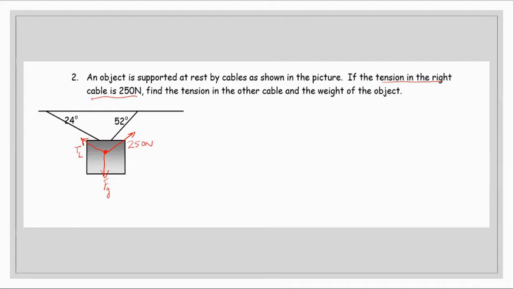Okay. So then what we're going to do is split this problem into our X and our Y components. So when I look at that, I know because it is at rest, my sum of force in my X direction equals 0, and my sum of force in my Y direction equals 0. So my sum of forces in my X direction are equal to 0, but those are also equal to, we'll call this tension right X minus tension left X.